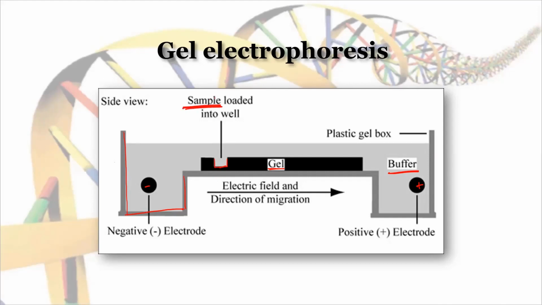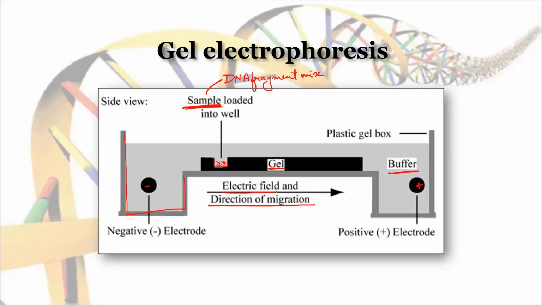Now, what do you mean by sample? A sample is basically nothing but the DNA fragment mixture. This is a mixture of DNA fragments. Now, when the DNA molecules are here and we switch on the electric current, an electric field is generated.